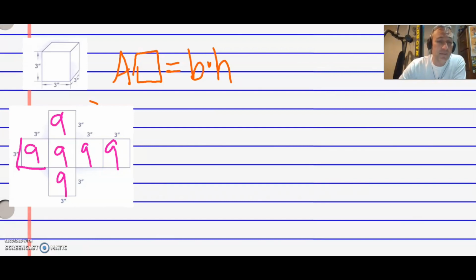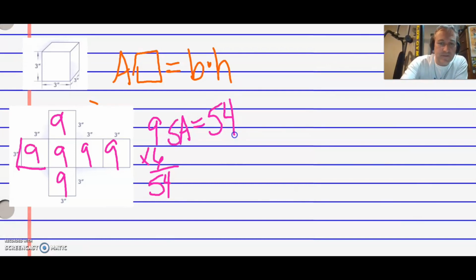And if you count them up, you'd count 1, 2, 3, 4, 5, 6 of those sides that are 9 square inches. So if we take 9 times 6, because there are 6 of those, we get 54. So my area is 54. I should say my surface area is 54 square inches. That's how you do surface area.